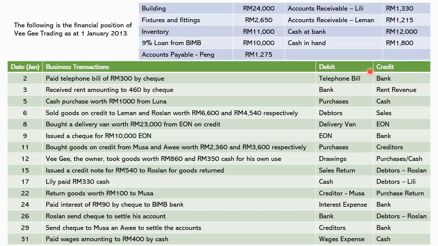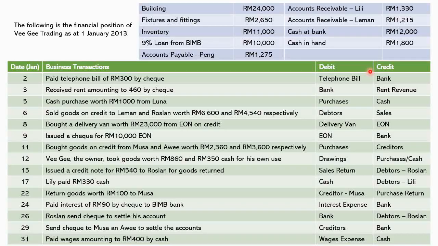So kita bayar balik hutang kita kepada Ion. So liability berkurang, kita debit Ion, kita credit bank sebab bank kita berkurang. Aset berkurang, sebelah credit lah. Okay, bought goods on credit from Musa and Awi worth 2,360 and 3,600 respectively. So kita akan debit purchases, ya. Purchase kreditkan ke kreditor Musa 2,360, kreditor Awi 3,600.